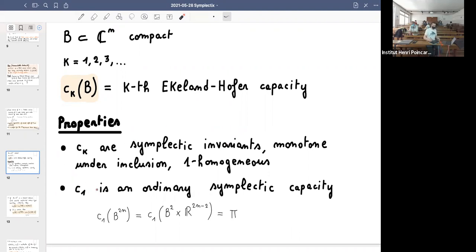And c_1 is an ordinary symplectic capacity, like the ones usually employed in symplectic geometry, meaning that c_1 of, say, the unit compact ball in R^2n is the same as c_1 of the unit ball in R^2 times R^(2n-2), which is the unit symplectic cylinder, and both capacities are equal to pi.